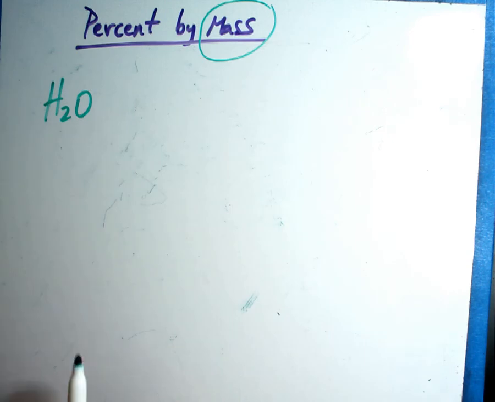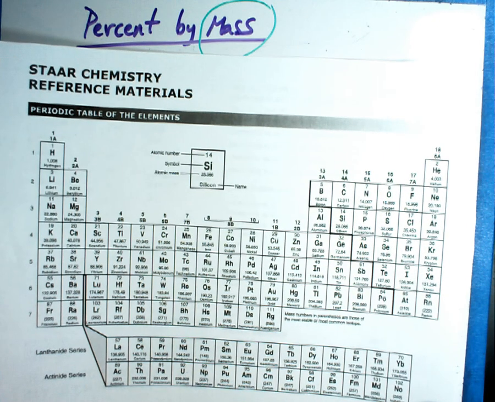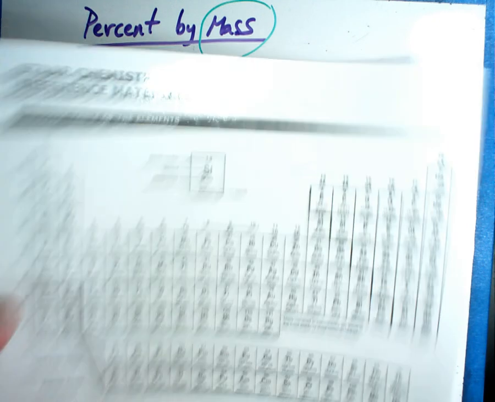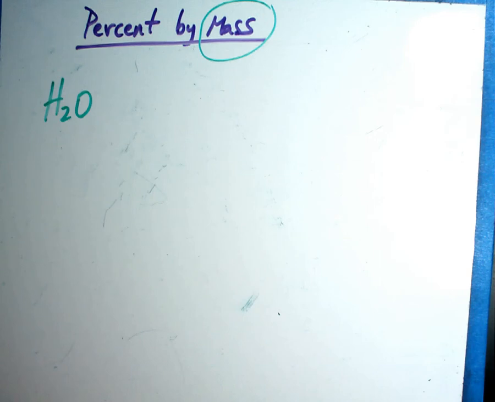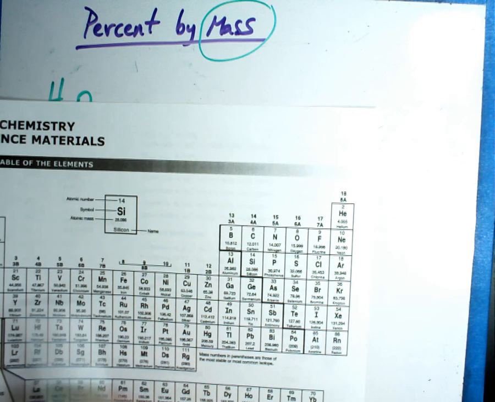That means you're going to get your numbers off the periodic table. So you need to make sure you have your periodic table out for this section. If you don't have that, go ahead and pause the video, come back when you have it. Now, if you look at the periodic table, you can take the mass of all the elements, the decimal numbers, and you're going to round them to whole numbers.